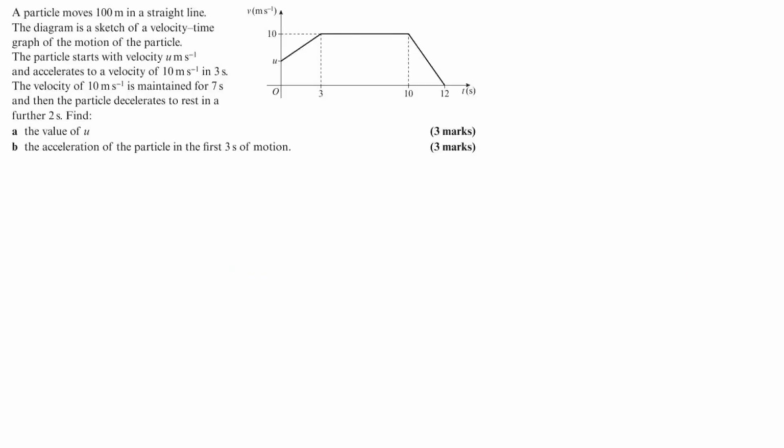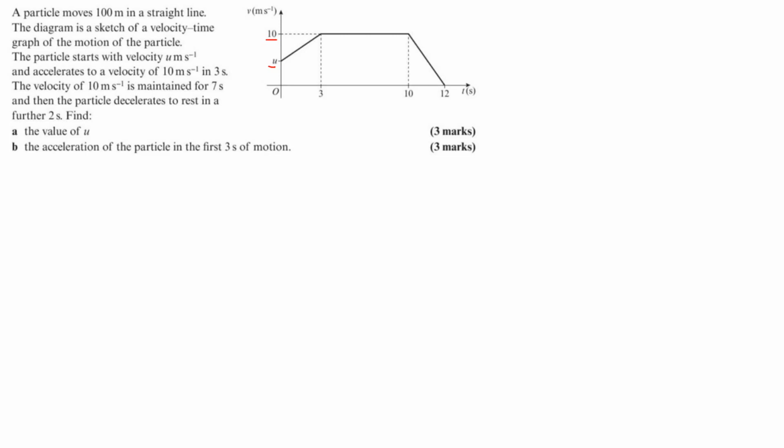Now let's look at this example. A particle moves 100 meters in a straight line. The diagram is a sketch of a velocity time graph. It starts with u and it accelerates to 10. The velocity is 10 and is maintained for 7 seconds. And then it decelerates to rest in 2 seconds.